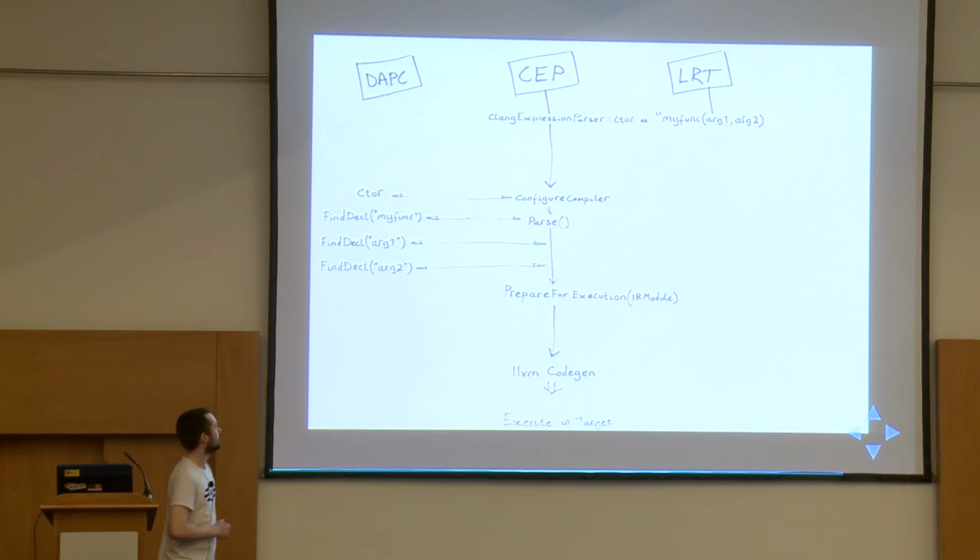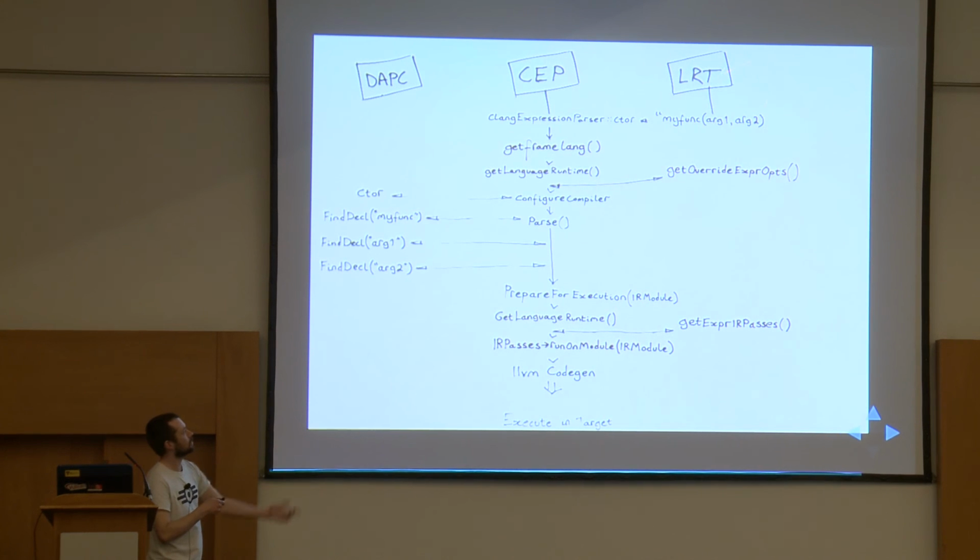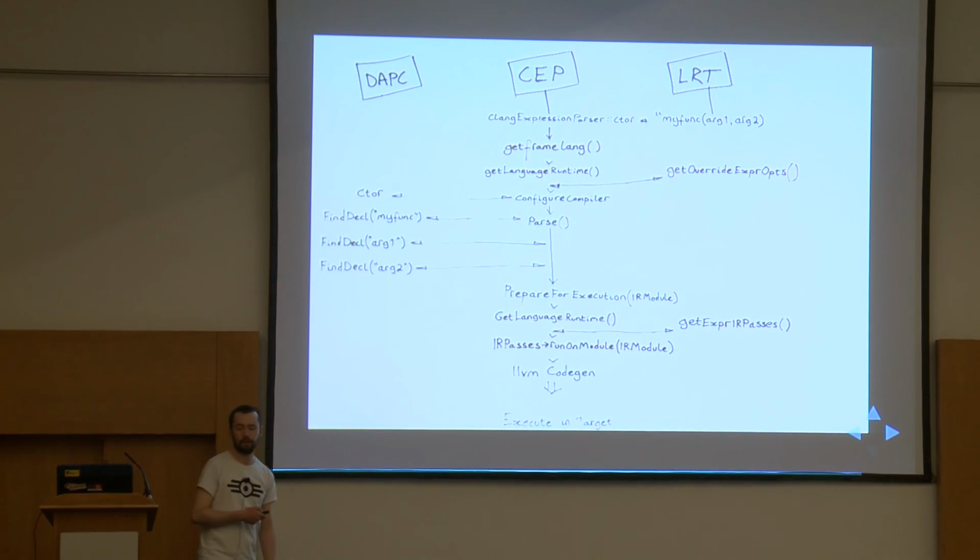So we had this before, where we have this basic flow, obviously very simplified, from the Clang expression parse constructor to copying the function into the target. And now we have this. So we can get the frame language, get the language runtime, get some overridden options that are then passed to the JIT compiler. And then when Clang has emitted its module of IR, we can do the same again and get some extra LLVM module passes that we can then run over that IR and fix up.